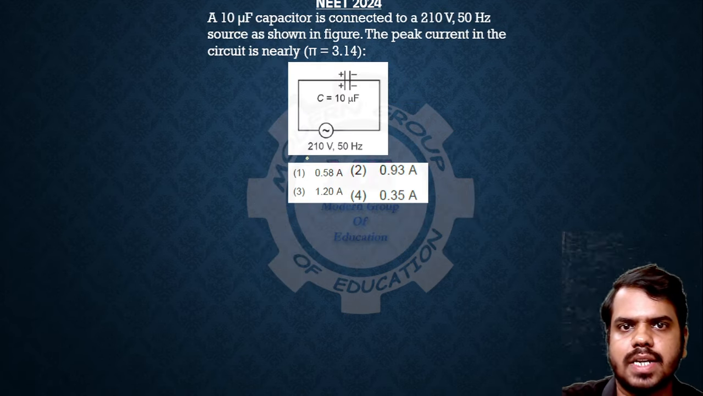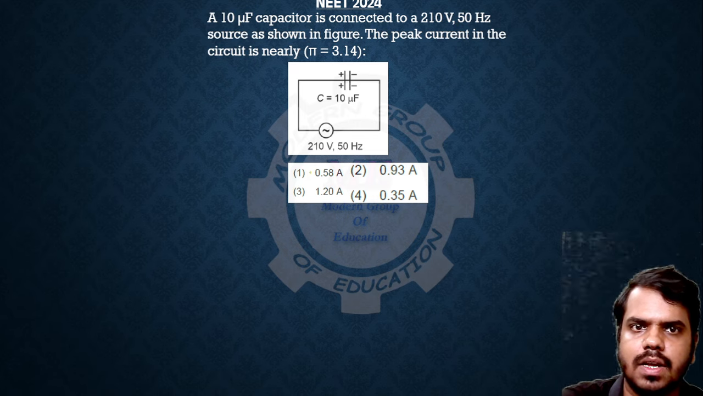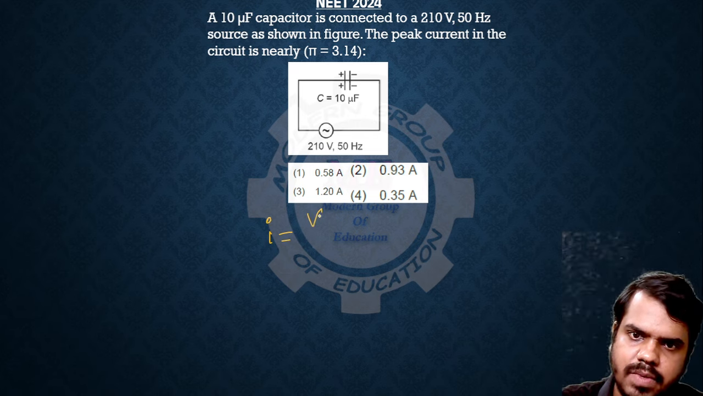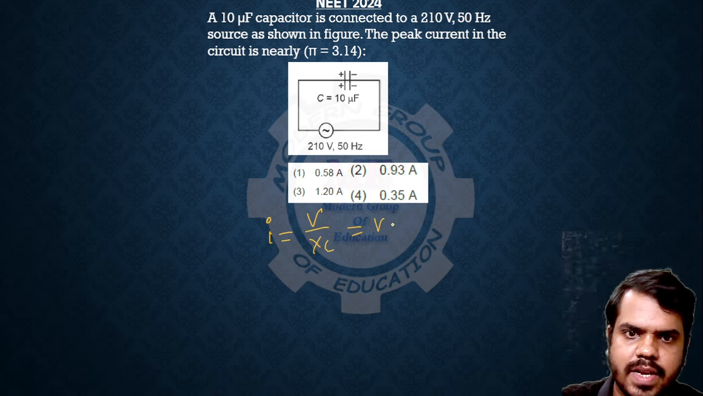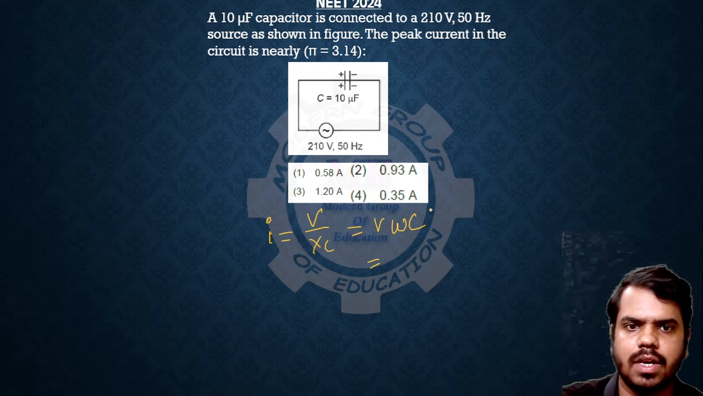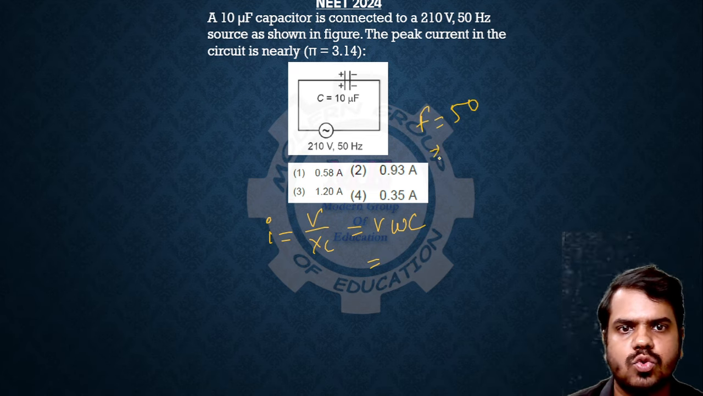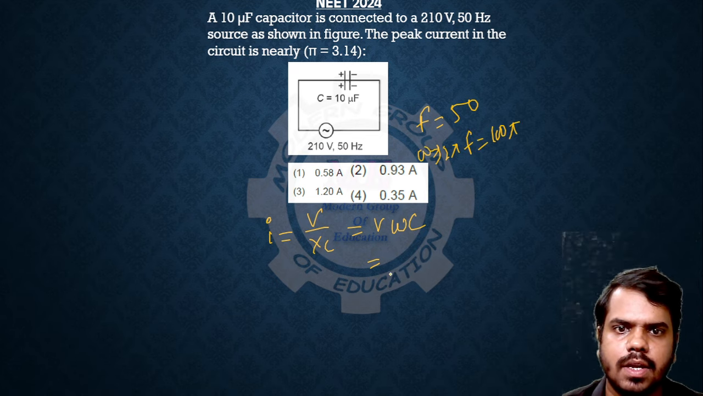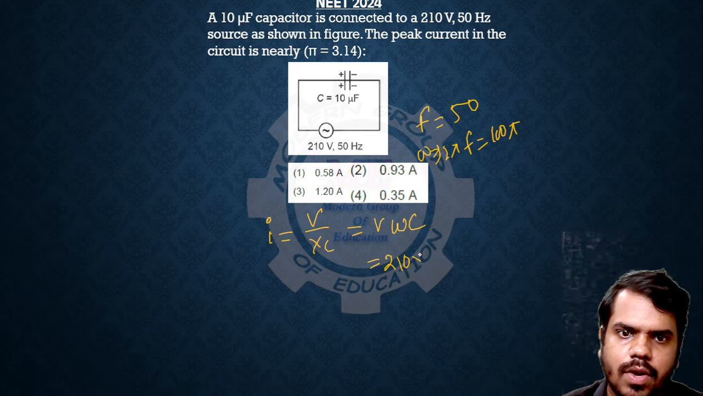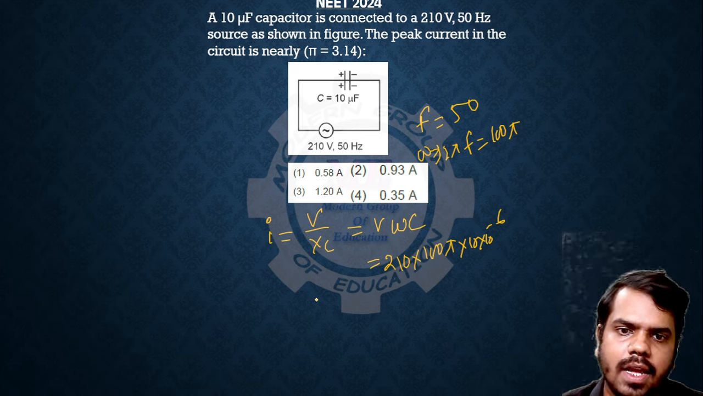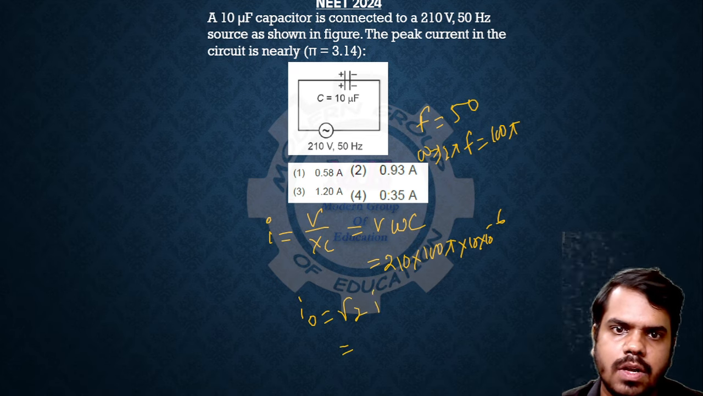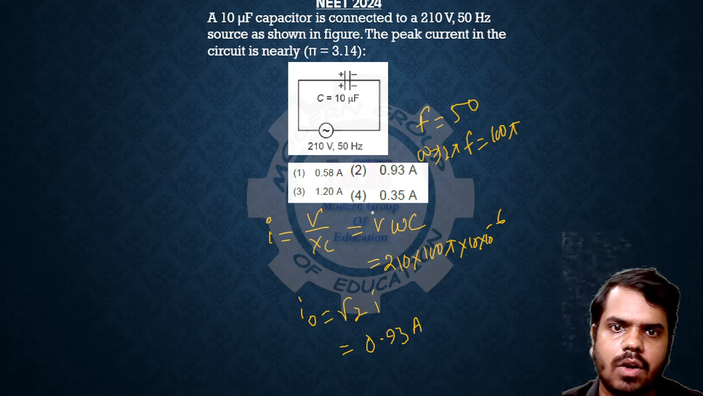A 10 microfarad capacitor is connected to a 200 volt, 50 hertz source as shown in the figure. What is the peak current? First of all, you have to find the RMS current, that is V by XC. XC means 1 by omega C, so I is V into omega C. Here frequency is 50, and omega is 2 pi f, so omega is 100 pi. Now applying V is 200, omega is 100 pi, and C is 10 to the minus 6. You will get the value of I, and this is the RMS value. So the peak value will be root 2 into I. The answer will be 0.93 ampere. Option 2 is correct.